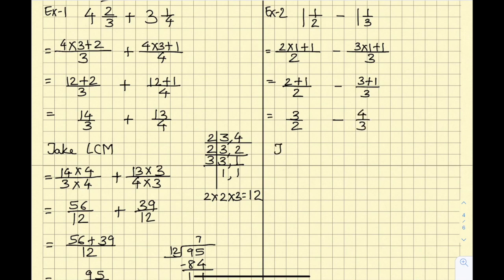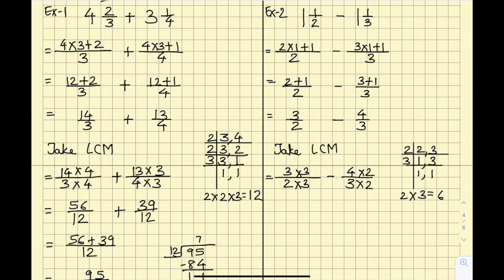So here denominators 2 and 3 are different, so we take the LCM. LCM of 2 and 3. 2 ones are 2, 3 as it is. 3 ones are 3. So the LCM 2 multiplied by 3 gives 6. So 3 over 2 minus 4 over 3. 2 multiplied by 3 gives 6. 3 also multiplied by 3. 3 multiplied by 2 gives 6. So 4 also multiplied by 2.